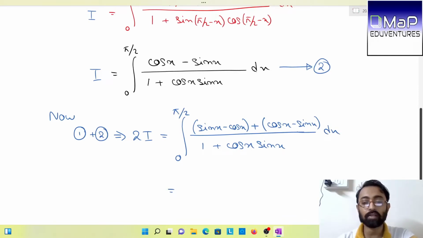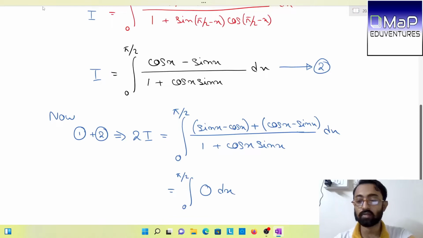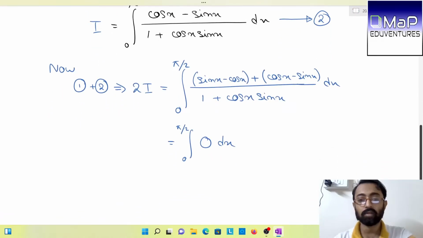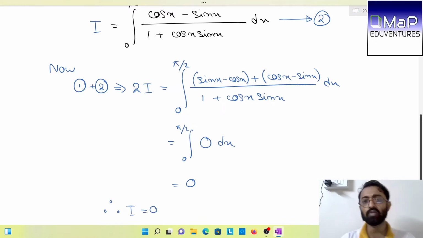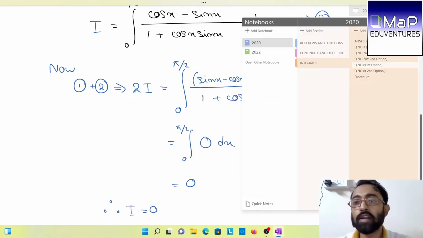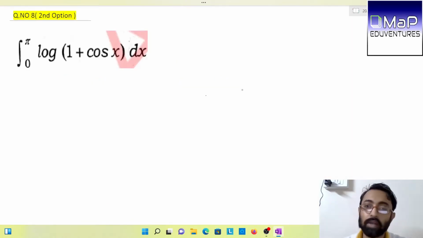Alright, so you can see here, in the integration from 0 to pi by 2, the numerator cancels out and you will get 0 dx. So the final answer will be 0. Therefore I equals 0. So this is a simple trick; if we know it, definite integrals become much less scary.